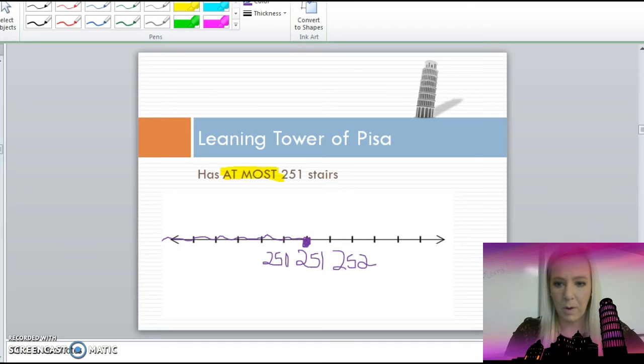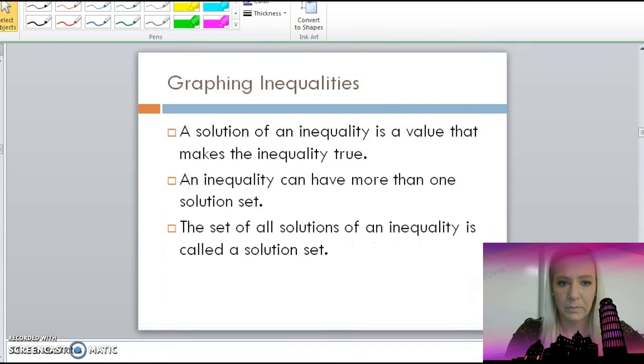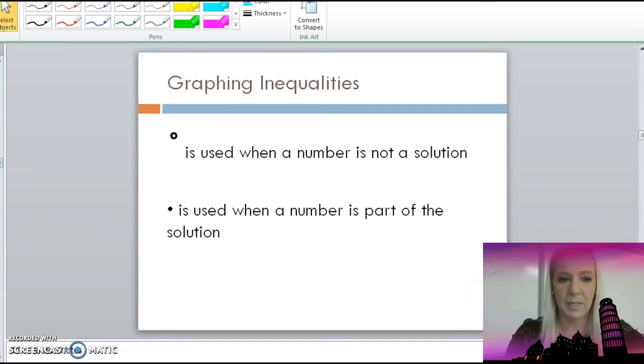Now let's talk a little bit more about graphing inequalities. Graphing inequalities, there's three parts. A solution of an inequality is a value that makes the inequality true. An inequality can have more than one solution, and the set of all solutions of an inequality, or all of the answers, is called a solution set. Let's look at a few examples.